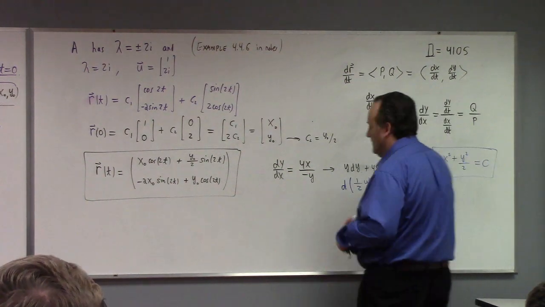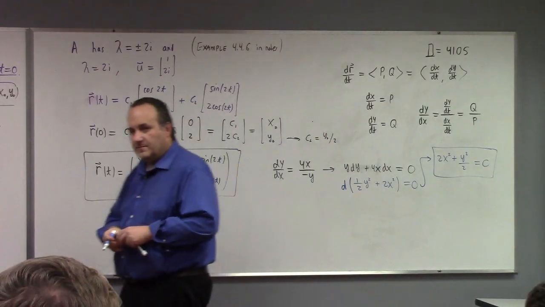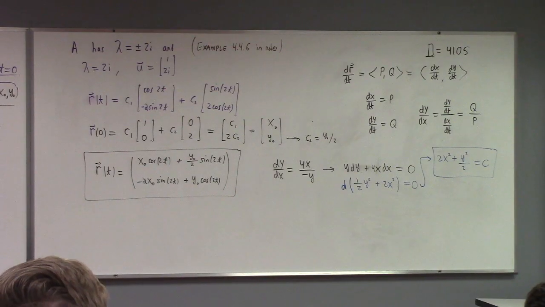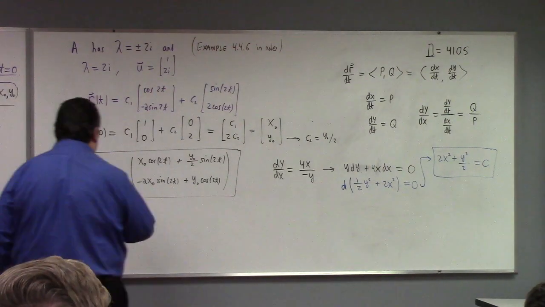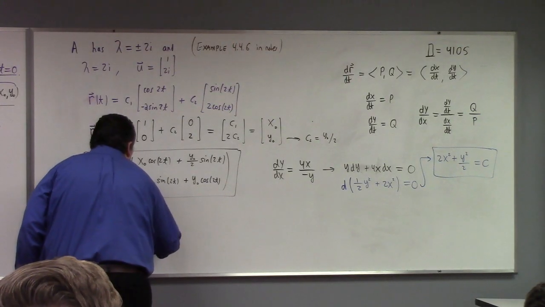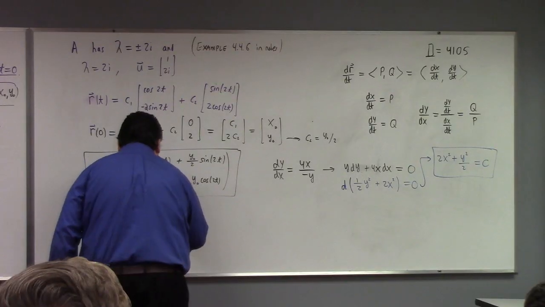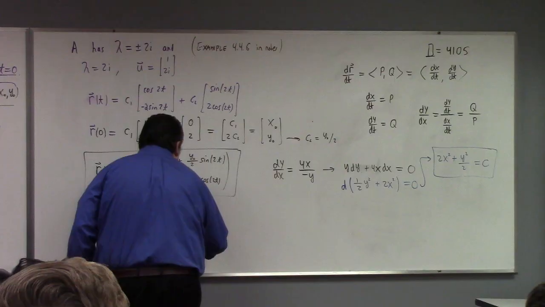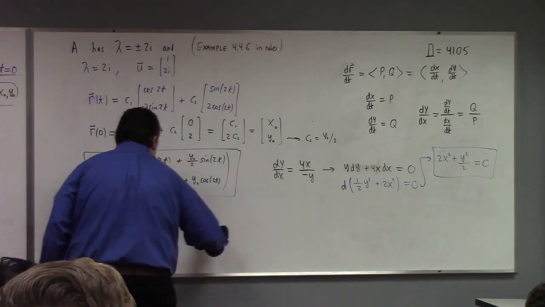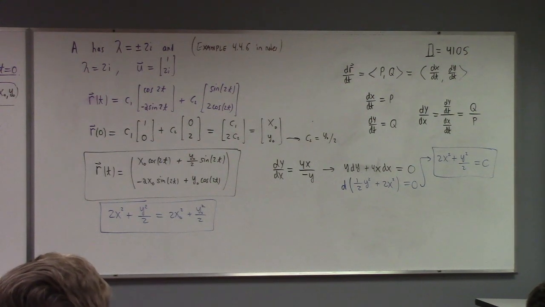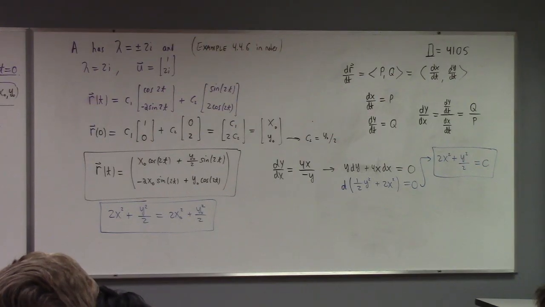This is the Cartesian description of the integral curve, right? Now, if you want to make it go through x naught, y naught, what would you do? 2x squared plus y squared over 2 equals, how about 2x naught squared plus y naught squared over 2, right? So there you go. That is the Cartesian equation of the integral curve through x naught, y naught, which makes it relatively evident what the nature of the curve is, which is what?